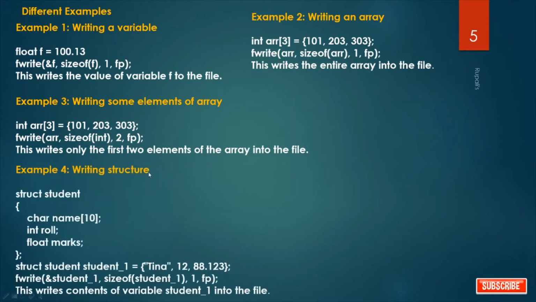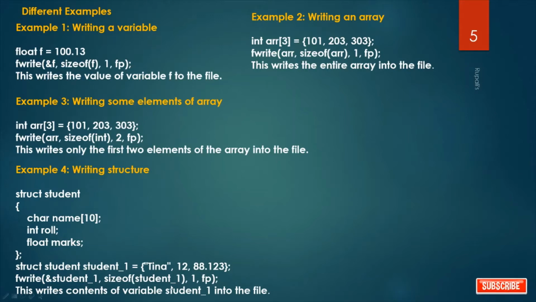Example 4, how to write a structure. First I define this structure student. There is one character array for name, one integer variable for roll, and one float variable for marks. Now I declare a variable of this structure type student and initialize it with values. If you want to write this structure, you have to write ampersand student_1. This is the student structure variable.